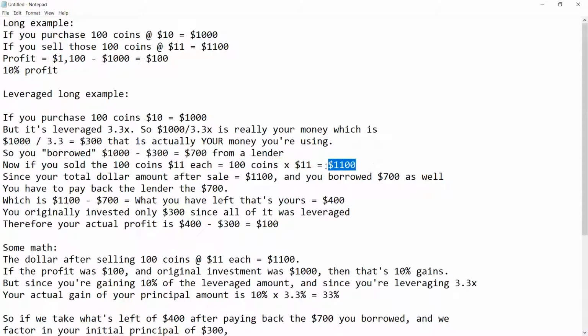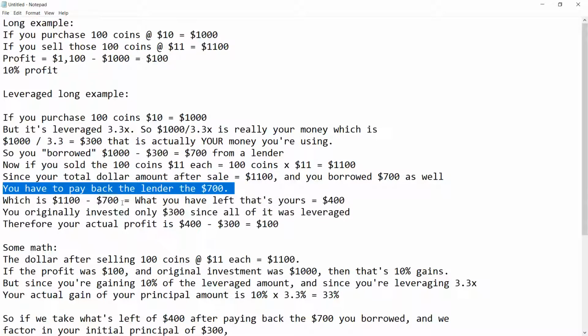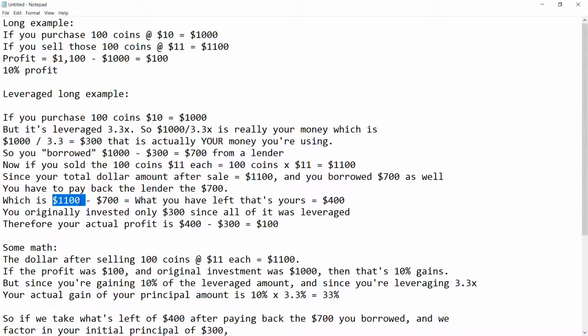So your total balance after you sold 100 coins at $11 was $1,100, and you still have to pay back the lender $700. What's really left? What's really left is $1,100 minus $700, which is equal to $400. That's now in your balance, okay? Does that make sense, guys? So that's really important to understand.